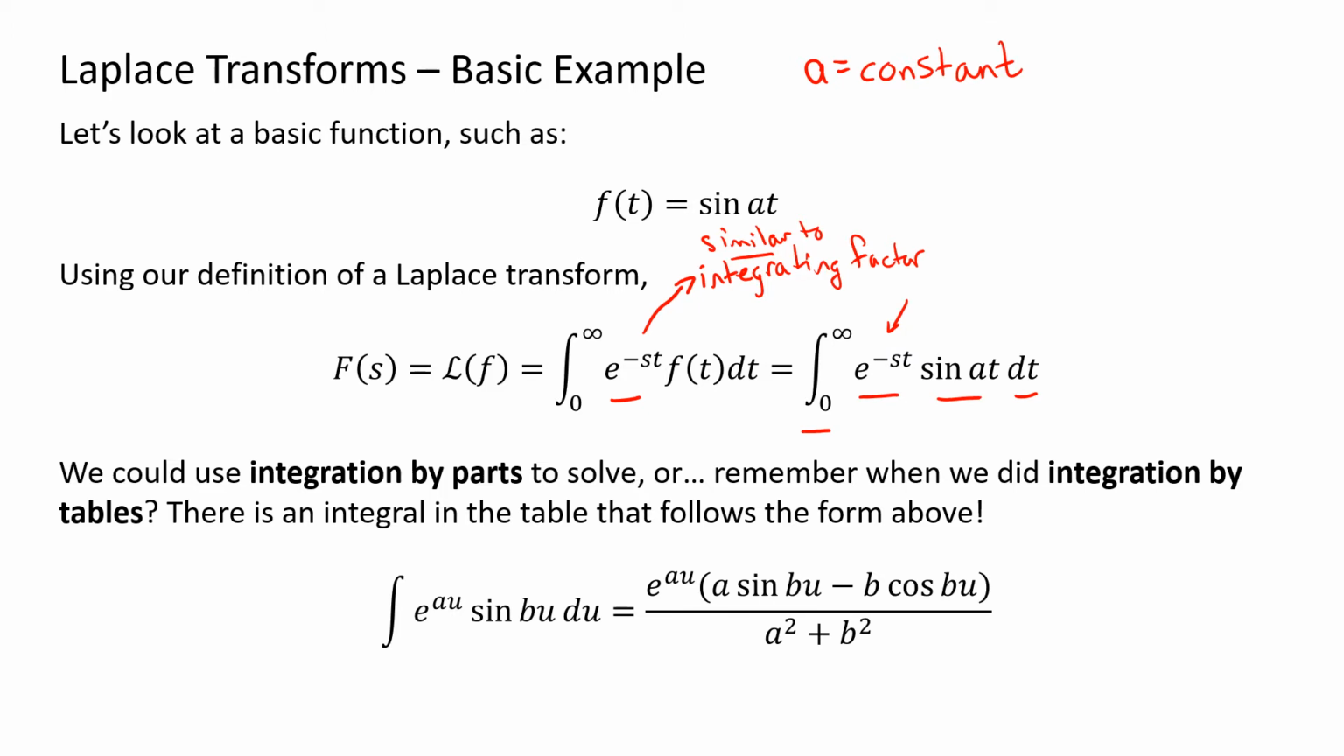So instead, if you remember back to our second unit, we talked about integration using tables. Well, there happens to be an integration formula using those tables that satisfies this. E to the exponent a times u times sine b times u du. And this is the integral that comes out of it. Okay? So we're going to use that, substitute in our appropriate variables, and then see how we can solve the integral, because remember, it's from 0 to infinity. In this instance, it's just talking about the solution to the integral.